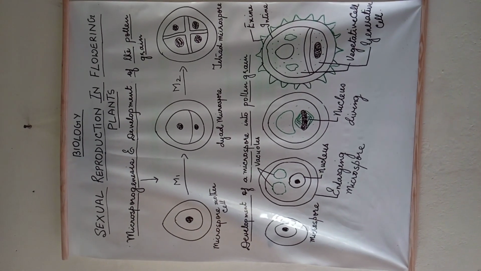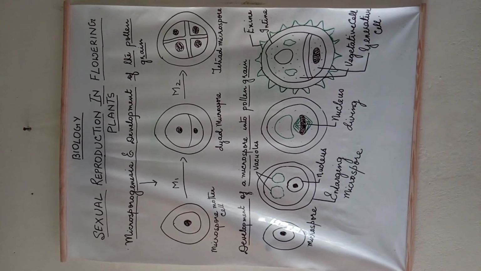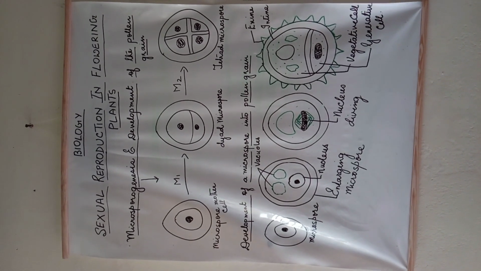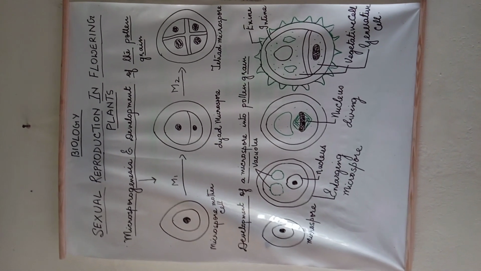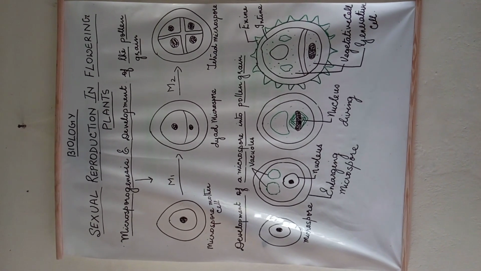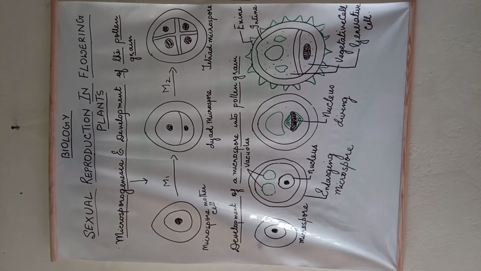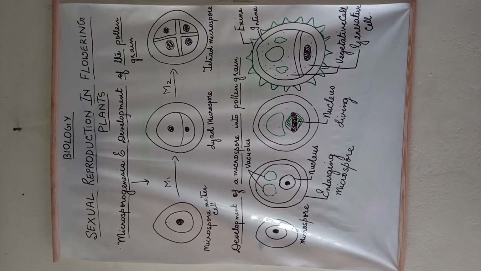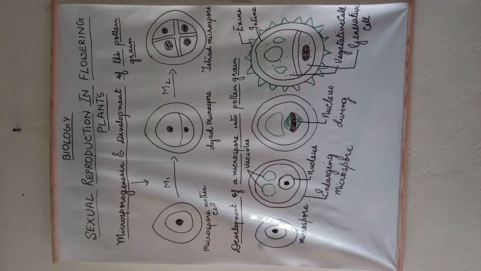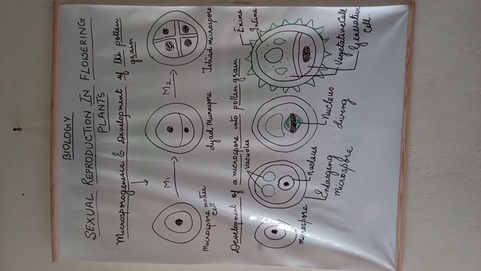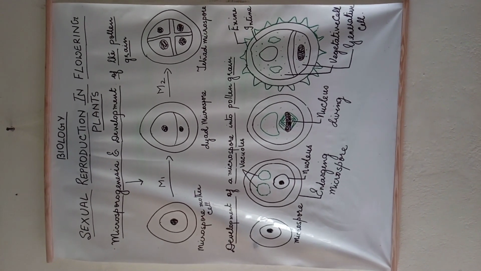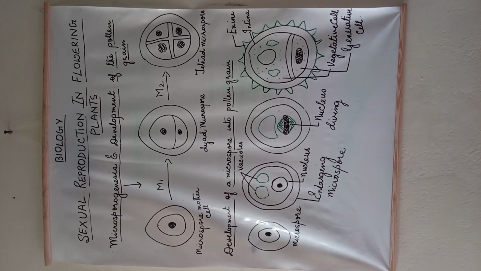Exine shows certain regions called germ pores, where the exine is either very thin or absent. There are three germ pores in the pollen grain of dicot plants, while there is one in that of monocot plants. The inner layer is called the intine. The intine is thin and is comparable to the cellulosic cell wall of any other plant cell. During germination of the pollen grain, it grows out through one of the germ pores to form the pollen tube.